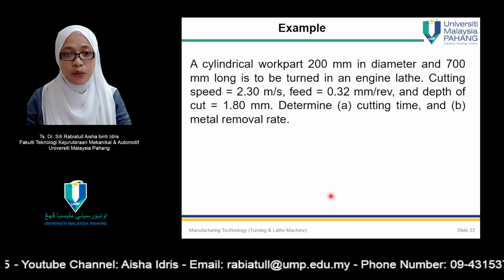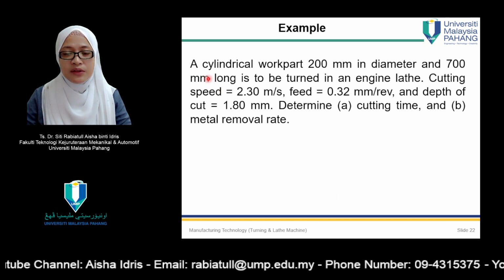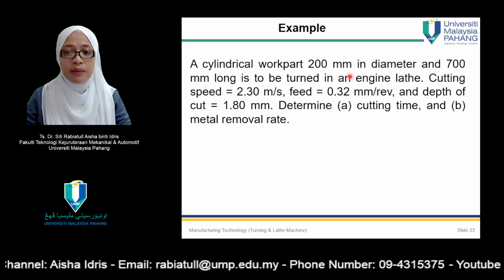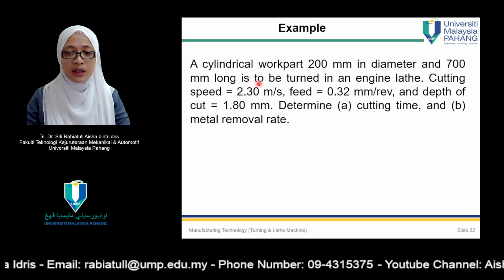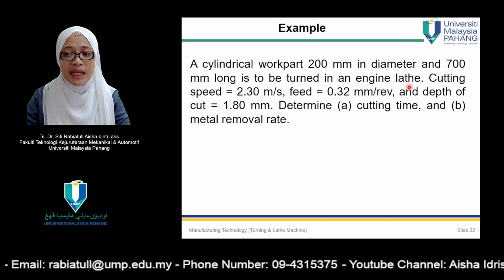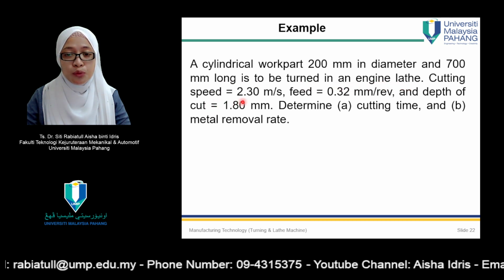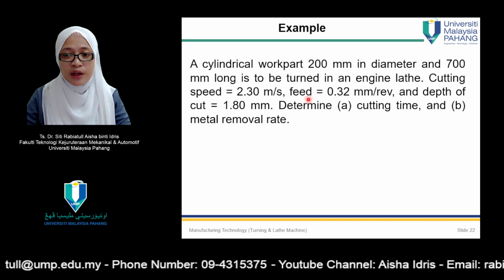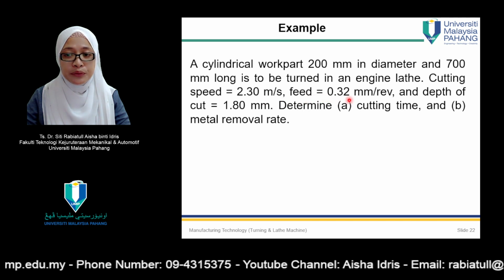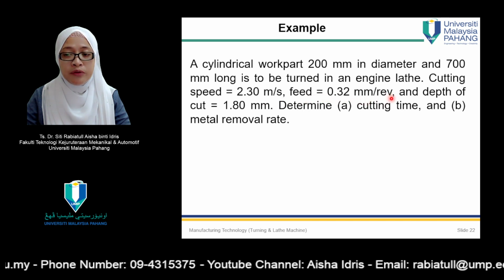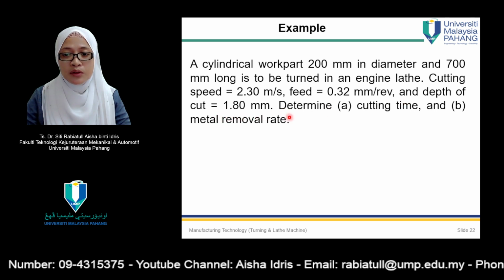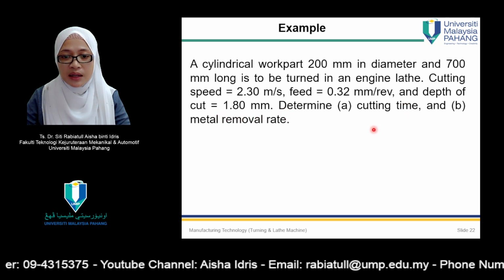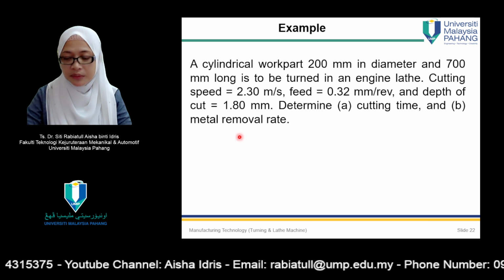So let's read the question together. A cylindrical work part, 200 mm in diameter and 700 mm long, is to be turned in an engine lathe. Cutting speed equals 2.3 meter per second. Feed equals 0.32 mm per revolution. And depth of cut equals 1.8 mm. So find the cutting time and metal removal rate.